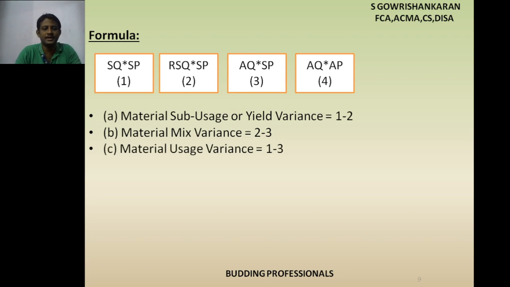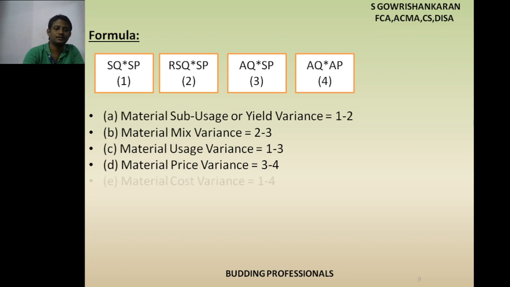Then material usage variance. Usage variance is the result of 1 minus 3, that is SQ into SP minus AQ into SP. Then material price variances will be the result of AQ into SP minus AQ into AP. Then material cost variance, this is the ultimate one, that is SQ into SP minus AQ into AP.